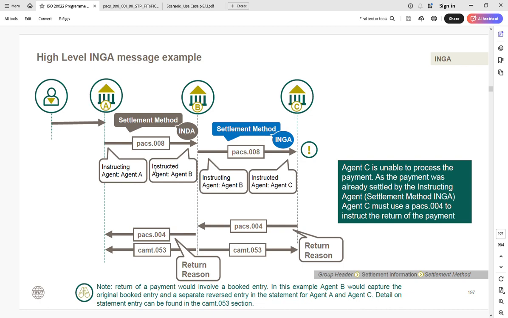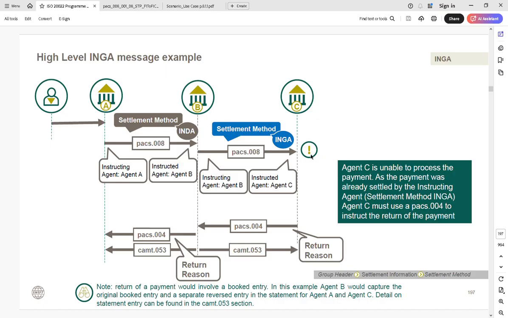That's why the payment method is INDA, instructed agent B. So who is the receiver of the payment? He is. Now for this chain A to B, A is instructing, B is instructed. But for chain B to C, B becomes the instructing agent and C becomes the instructed agent, the next one. So the terminology changed from B to C.